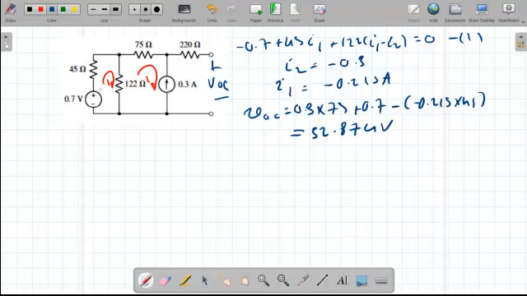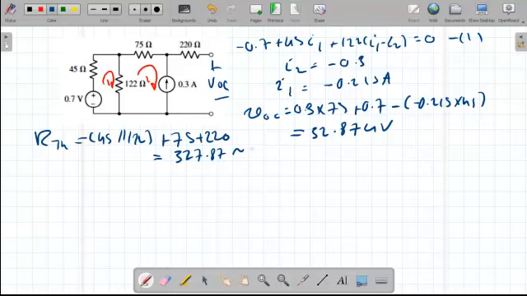3.874 volt. R Thevenin is clear: when this is short circuit, 45 in parallel with 120, then in series with 75 and 220 because this becomes open circuit. So R Thevenin will equal 120 plus 75 plus 220, so will equal 370.87 ohm. Or we can say that I Norton equals, we divide the voltage over the resistor, becomes 100.3 milliamps.